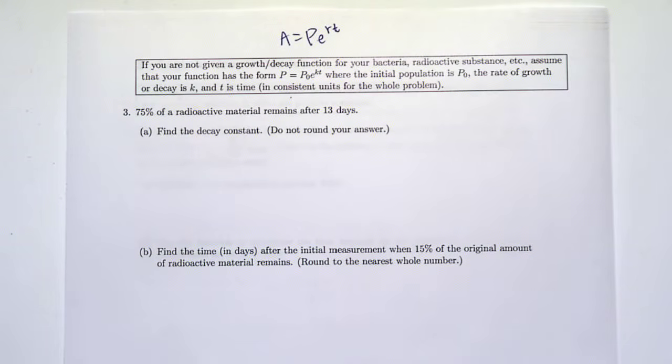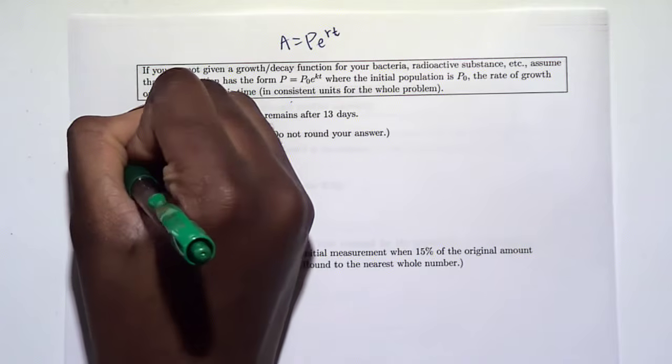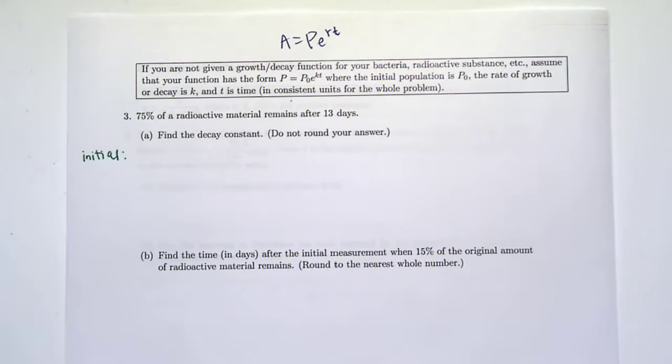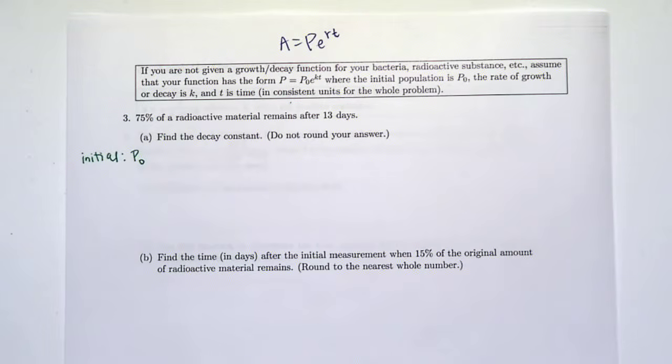Okay, so let's look at number 3. It says 75% of a radioactive material remains after 13 days. Find the decay constant. Okay, so before we go, let's think about what we're starting with and what's given in the problem. So let's look at our formula, our initial amount. Does this problem tell us anything about how much radioactive material we have at the beginning? It actually doesn't, so we are not going to use anything for that. We're going to call it P naught to say this is our initial amount.